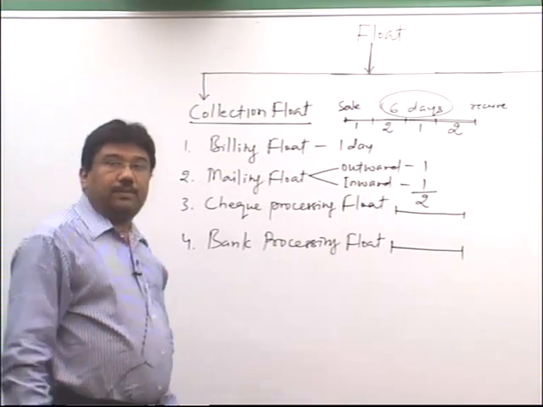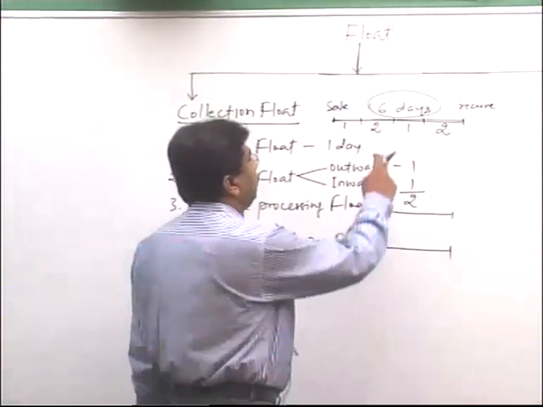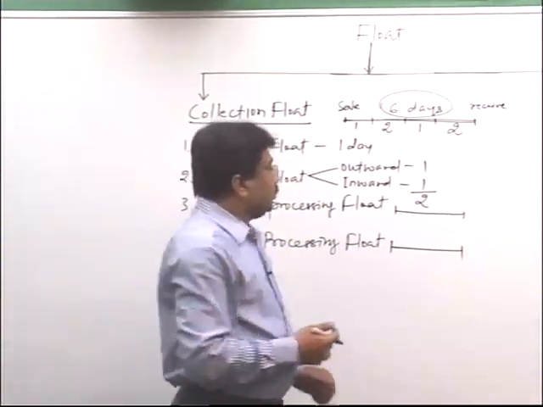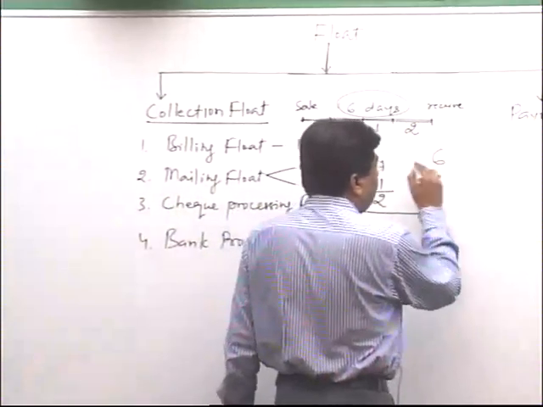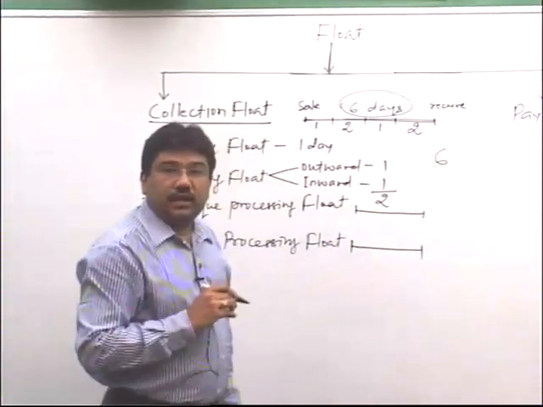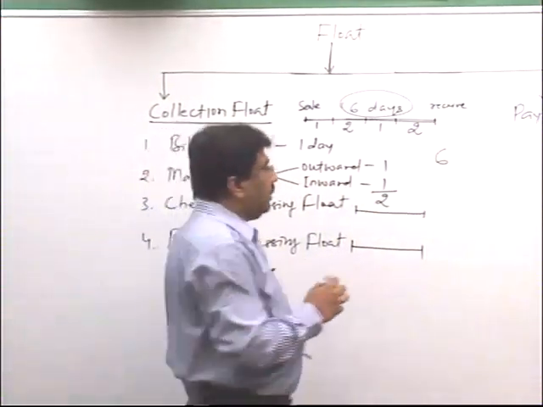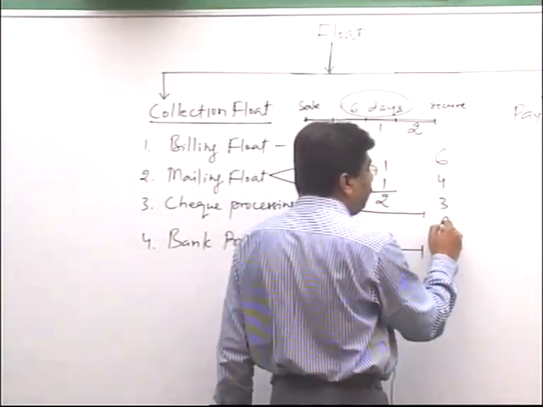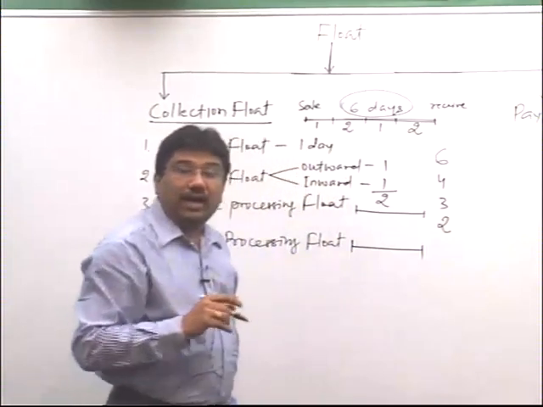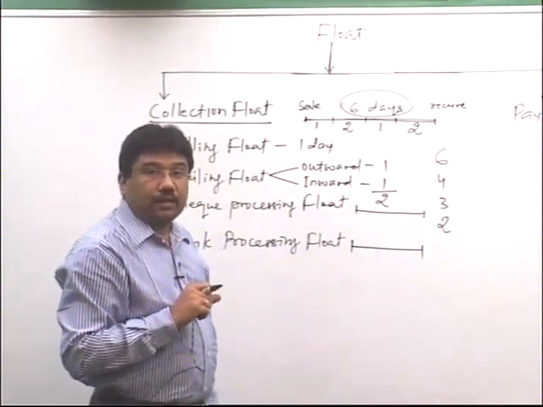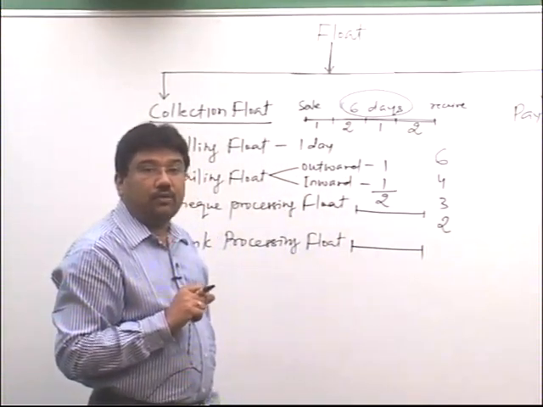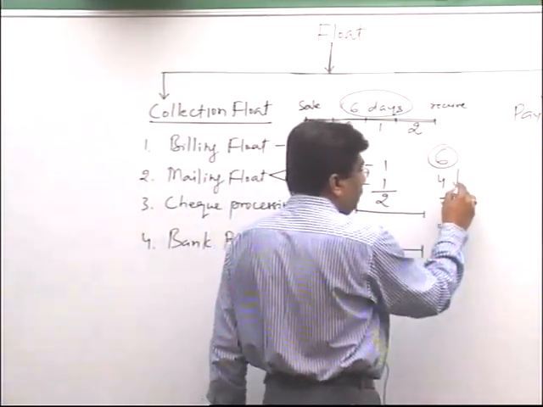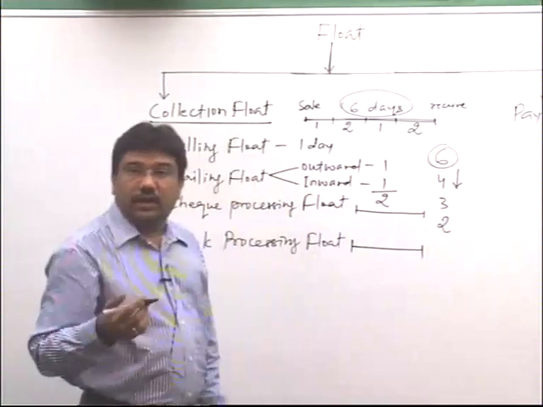Now our purpose is to reduce this collection float because we want to collect the money fast. So suppose our collection float is 6 days, then to collect the money fast we have to reduce this collection float to either 4 days or 3 days or 2 days. So while controlling cash flow and particularly while controlling cash inflow, our intention is to reduce this float. Only then we can collect the money fast.